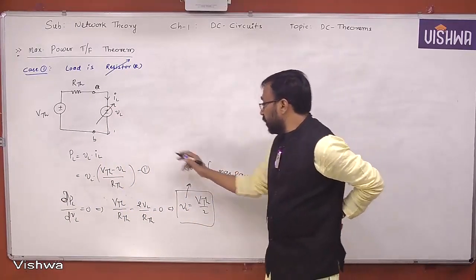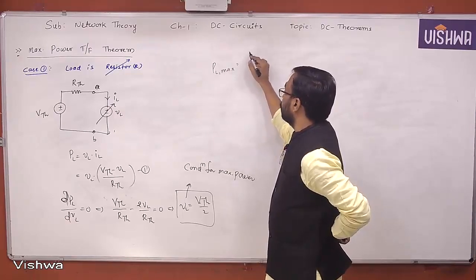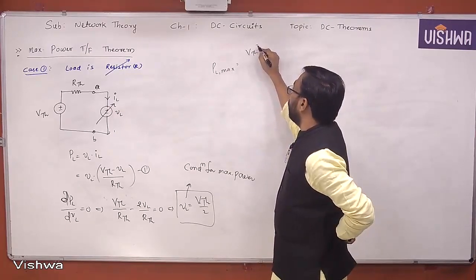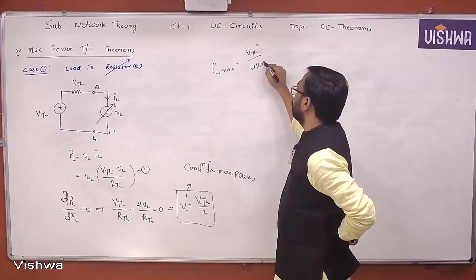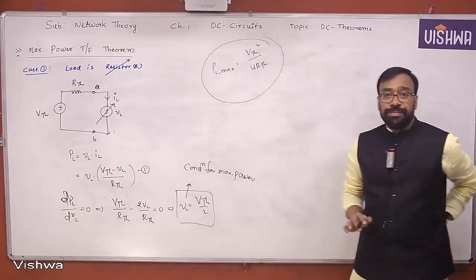If you substitute this here, you will get PL max is equal to VTH square by 4 times RTH. That's it. So the condition for maximum power transfer and the maximum power value, please note down.